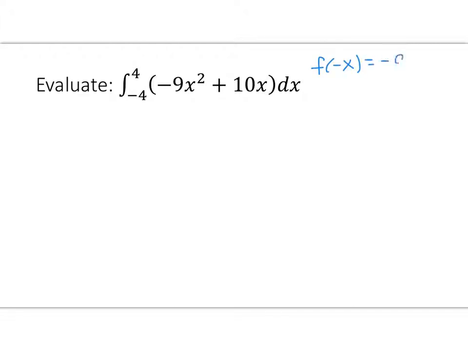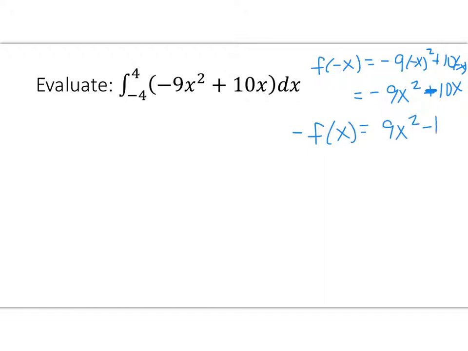So that would be negative 9 times negative x squared plus 10 times negative x. So that would be negative 9x squared plus 10x. Or excuse me, minus 10x. I lost my negative. And then I want to find out what's the negation of f of x. So that would be equal to 9x squared minus 10x. So in this case, the graph is neither even nor odd when I look at the whole function.